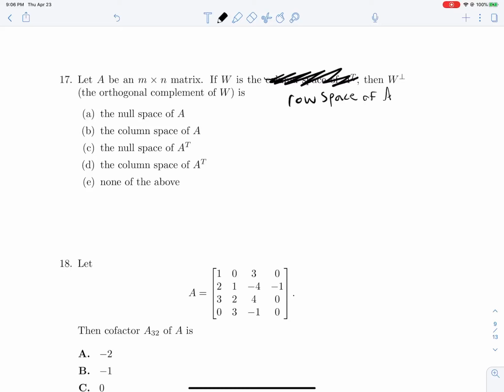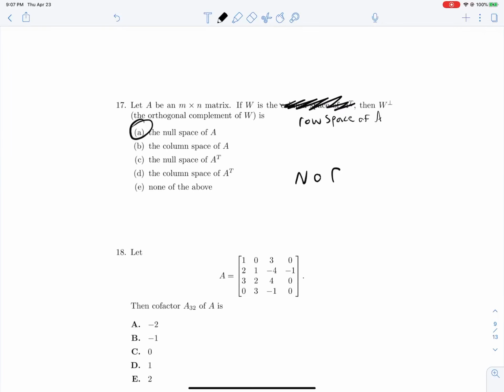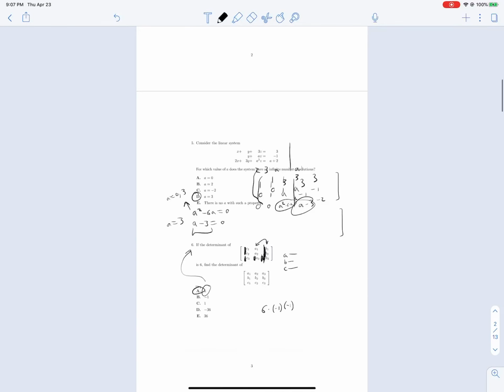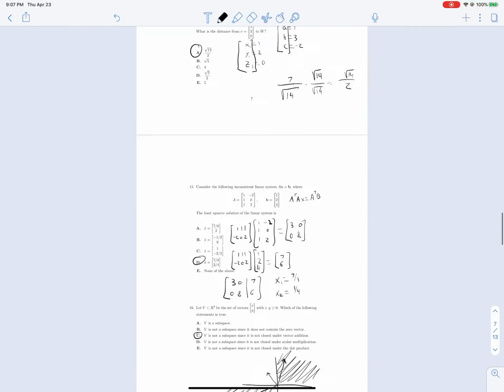I don't know, I should have a mnemonic for that or something. Null space orthogonal to row space. Nah. You can come up with something obscene for NOR if you really want to remember that. But the null space is orthogonal to the row space, so the null space of A is the orthogonal complement to the row space, also known as the column space of A transpose. So 17 comes out to A.